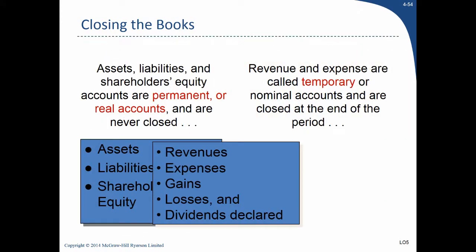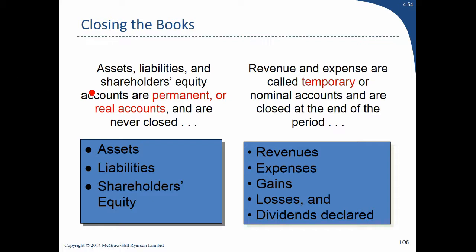Okay, so this is what I just said. Assets, liabilities, and shareholders' equity are permanent or real accounts and are never closed. Closed is the terminology we're using to say we're going to bring the balance to zero. Revenues and expenses are called temporary or nominal accounts, and they are closed. We dump the bucket into retained earnings. We empty it. Dividends are also closed to retained earnings.